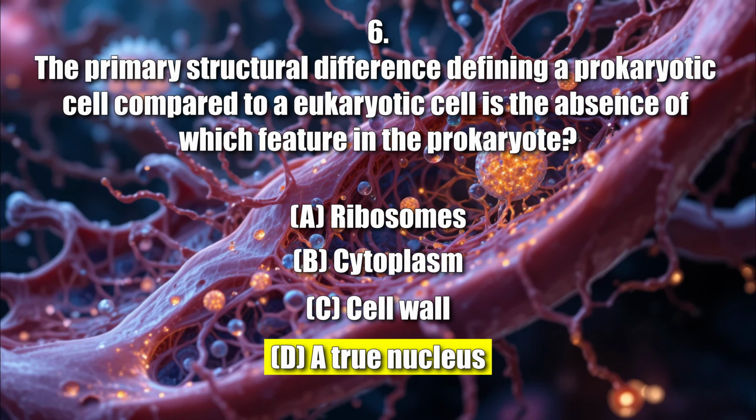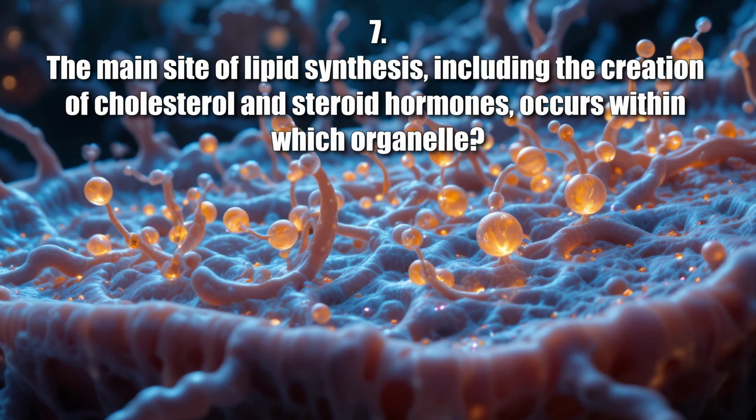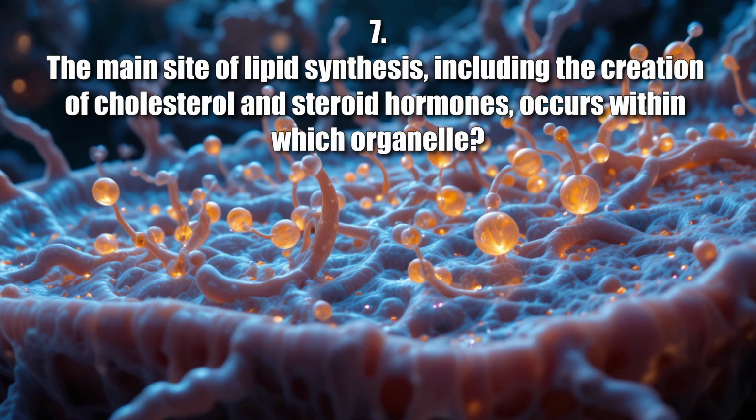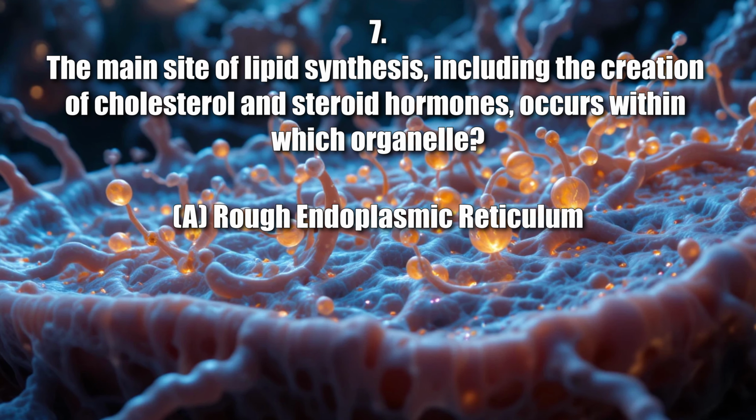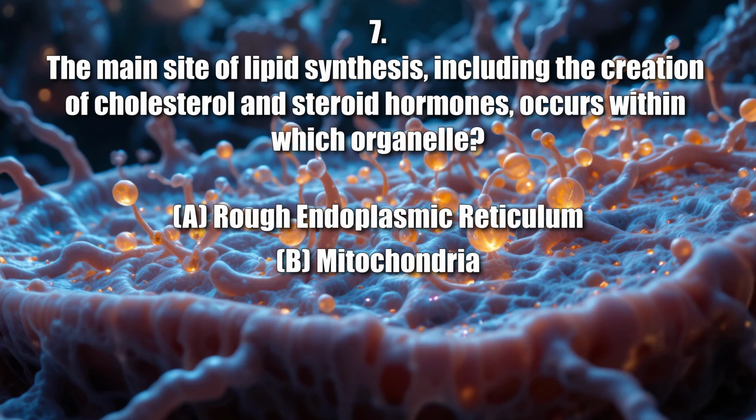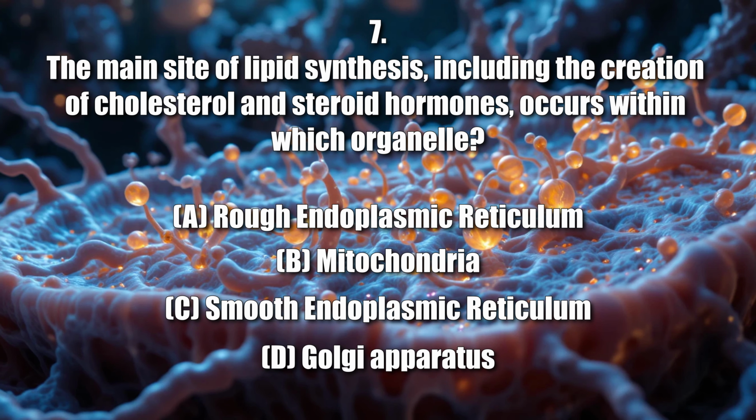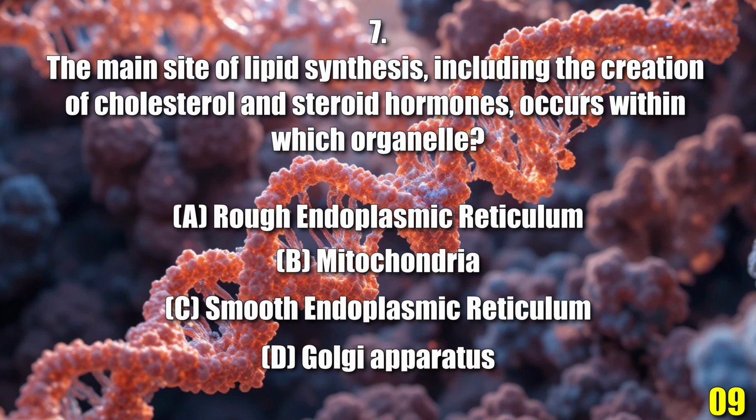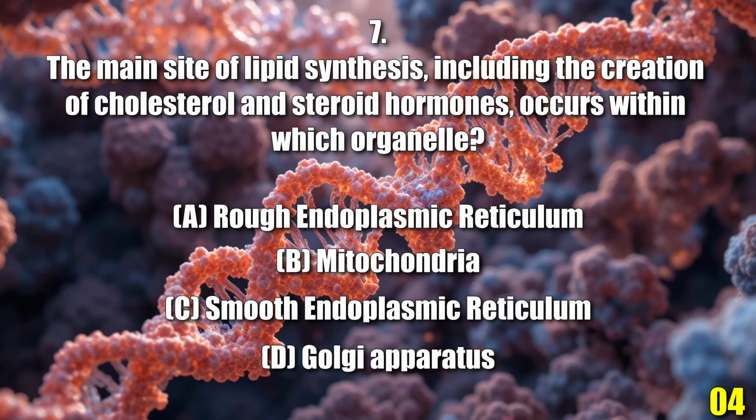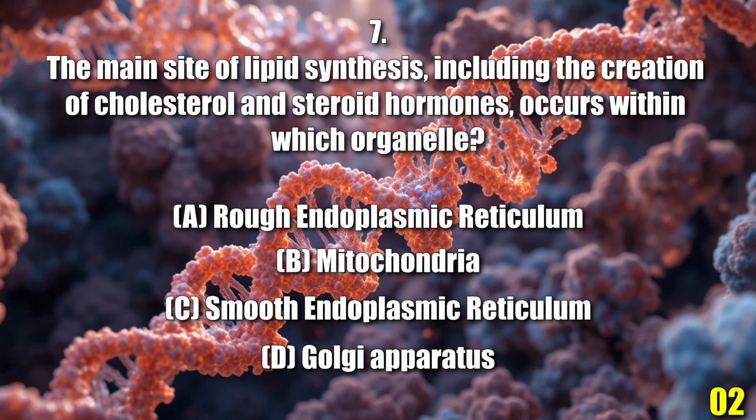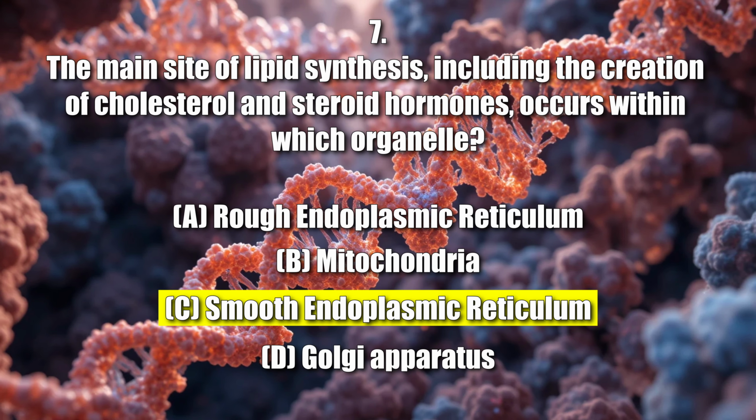A true nucleus. 7. The main site of lipid synthesis, including the creation of cholesterol and steroid hormones, occurs within which organelle? A. Rough endoplasmic reticulum. B. Mitochondria. C. Smooth endoplasmic reticulum. D. Golgi apparatus. The correct answer is C.